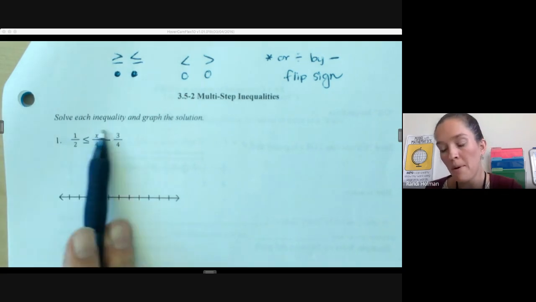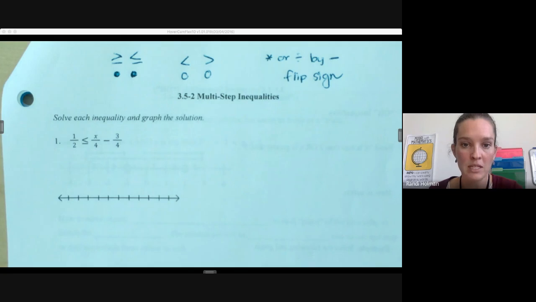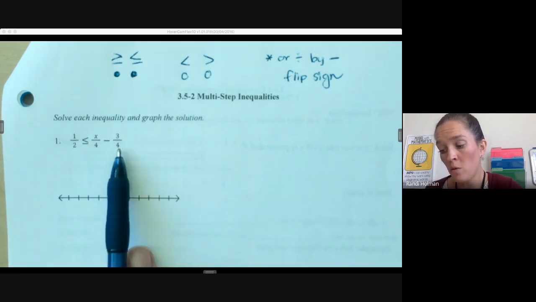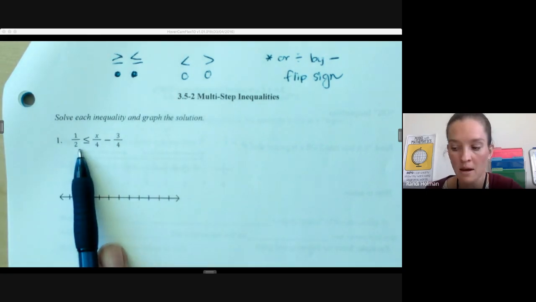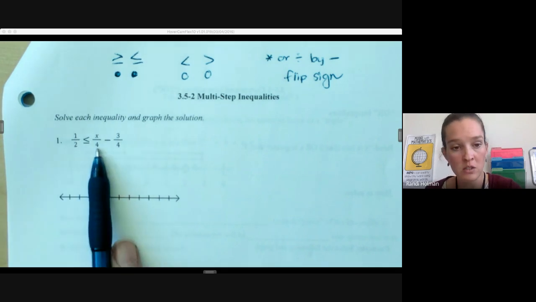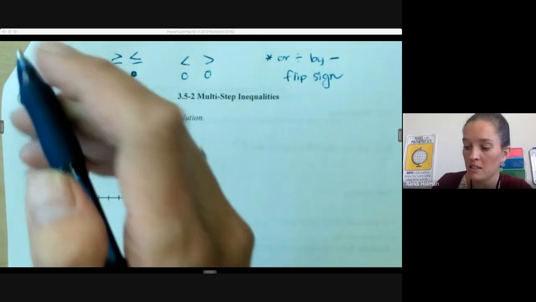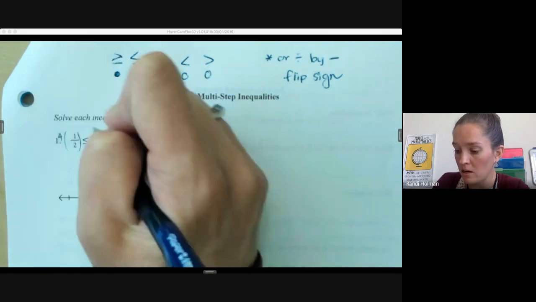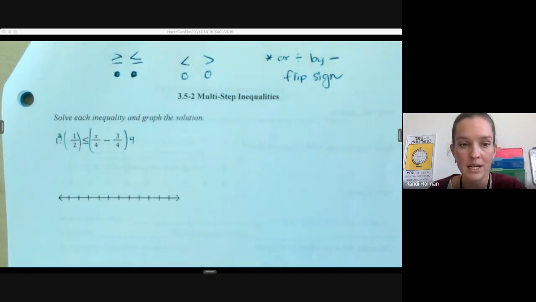So here we have a bunch of fractions. Let's think back to what we did with equations. If we have a bunch of fractions, we said let's get rid of them. If we look at our denominators, 4, 4, 2, our least common denominator is what they all go into evenly. Well, 2 goes into 4, so 4 is going to be our least common denominator. So we're going to multiply both sides of our inequality by 4 to clear those fractions.